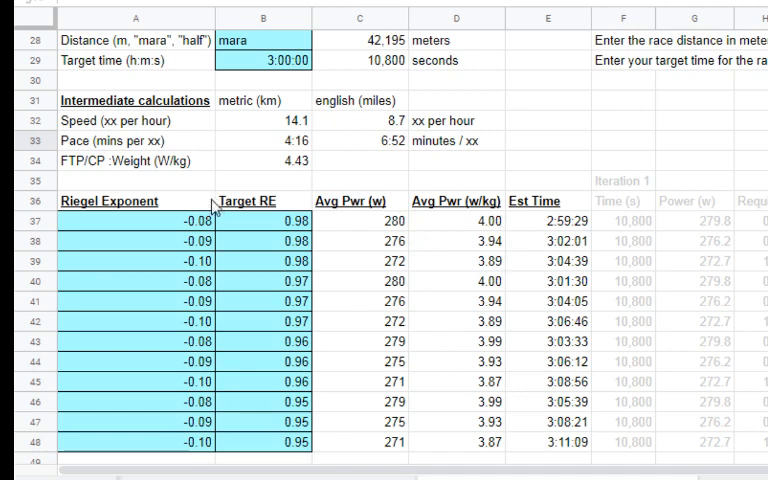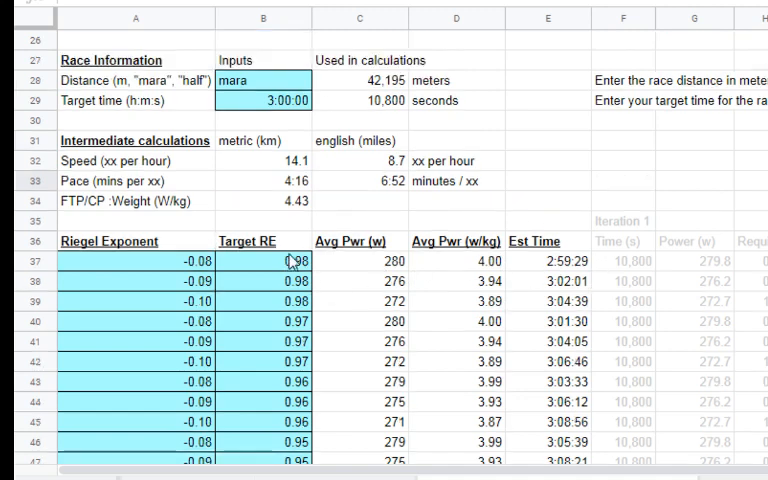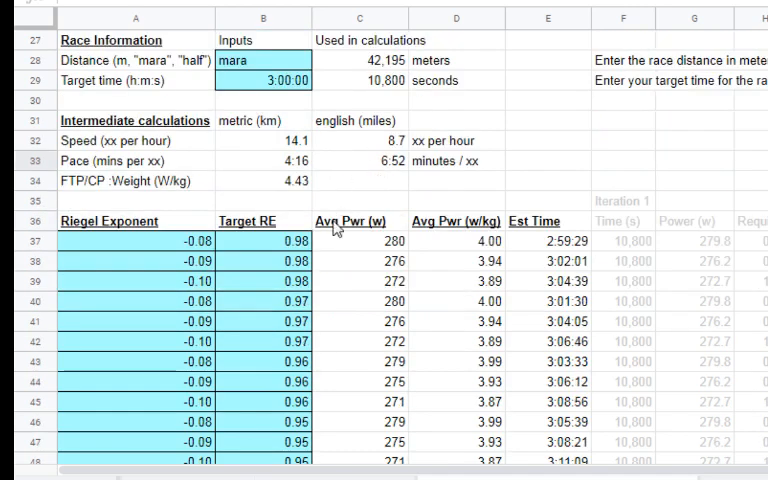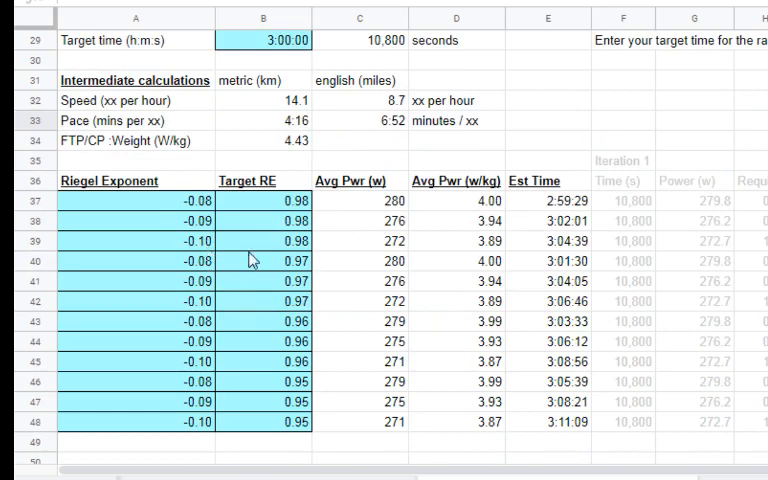So let's look at the prediction times using again his current CP, current weight, those Riegel exponent brackets that I talked about, and the running effectiveness. The middle of this range right here, minus 0.09 Riegel with 0.98 running effectiveness, would produce a 3:02. So that's ballpark what he might be able to do right now if he has the endurance training, and that's another big factor.